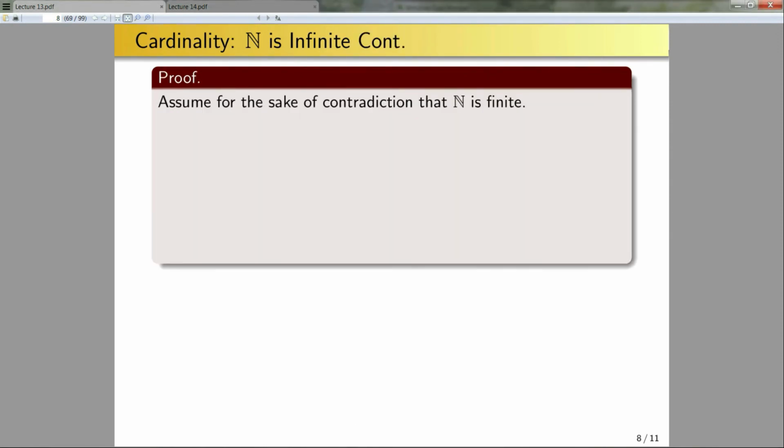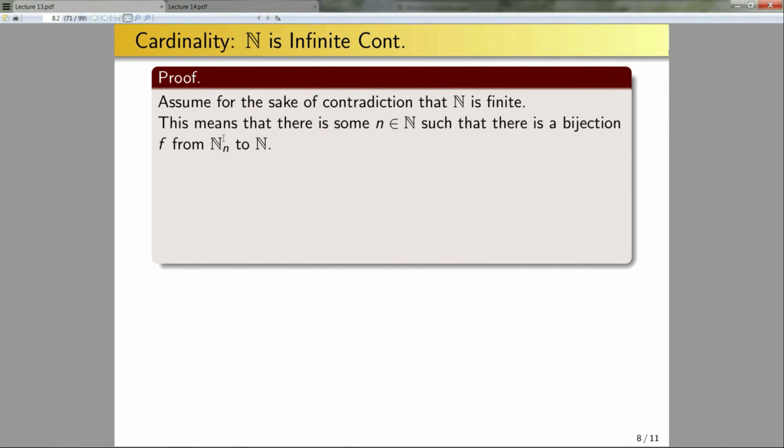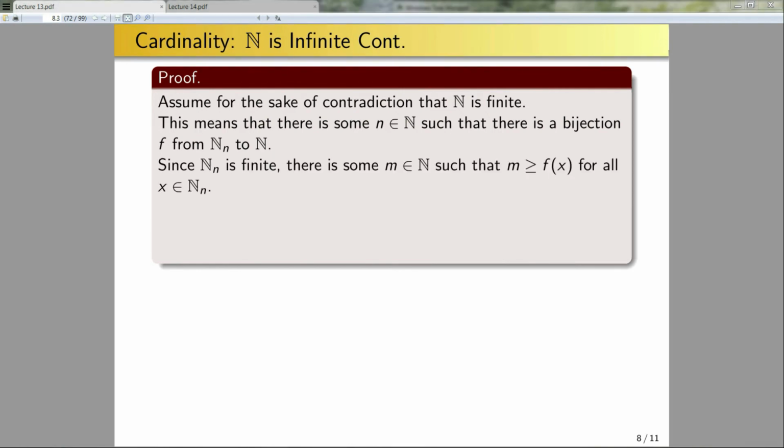Assume for the sake of contradiction that the set of all natural numbers is finite. This means that there is an n in N such that there is a bijection from N sub n to N, or equivalently, again, from N to N sub n. Now, since N sub n is finite, so just a brief discussion here, I know N sub n is finite since the identity map is a bijection from N sub n to N sub n. But I digress. Since N sub n is finite, there is some m in N such that m is going to be greater than or equal to f of x for all x in N sub n.